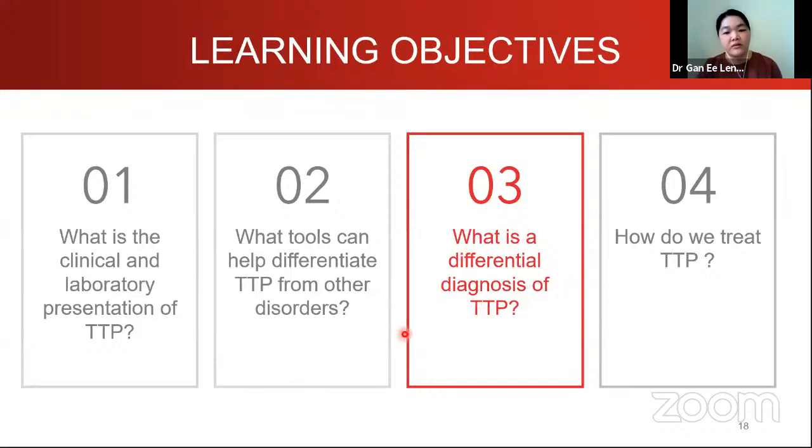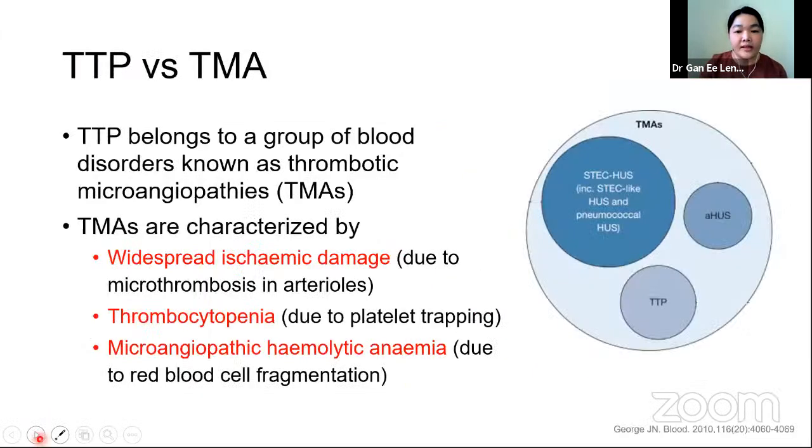So what is the differential diagnosis of TTP? The list can be very long. As we know, TTP belongs to a group of blood disorders known as thrombotic microangiopathy, also called TMA. From the name, we can guess that we have thrombosis. TMA is characterized by widespread ischemic damage due to microthrombosis in the small vessels, thrombocytopenia due to platelet trapping, and MAHA secondary to red cell fragmentation.